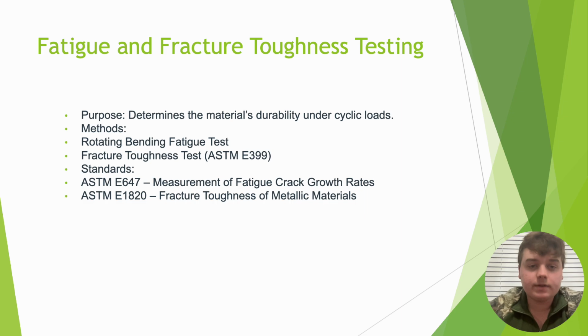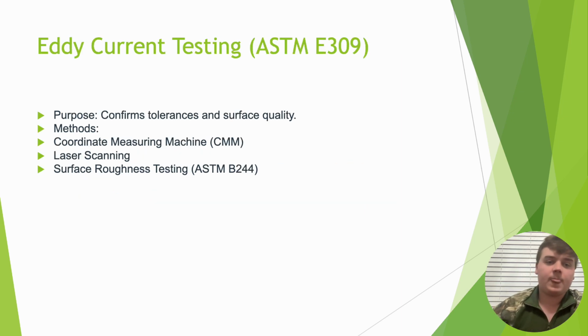Fatigue and fracture toughness testing. Purpose: determines the material's durability under cyclic loads. Methods: rotating bending fatigue test. Fracture toughness test is ASTM E399. Standards include ASTM E647, which is the measurement of fatigue crack growth rates, and ASTM E1820, which is the fracture toughness of metallic materials.